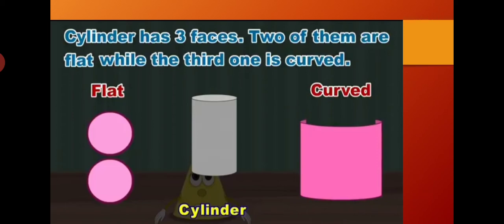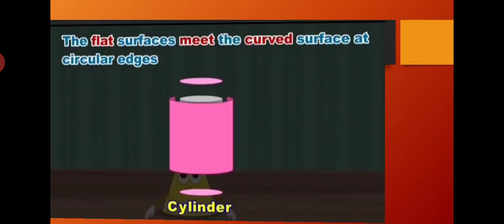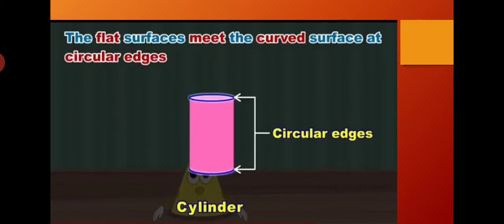So in all a cylinder has 3 faces, among which 2 are flat and the third one is curved. Now how many edges and how many vertices? The flat surfaces meet the curved surface at the circular edges. So how many edges? 2 edges. And can you see any vertex? No. So a cylinder has 3 faces, 2 edges and 0 vertices.